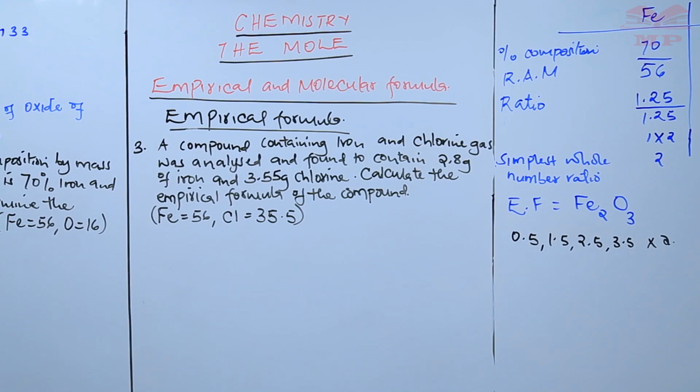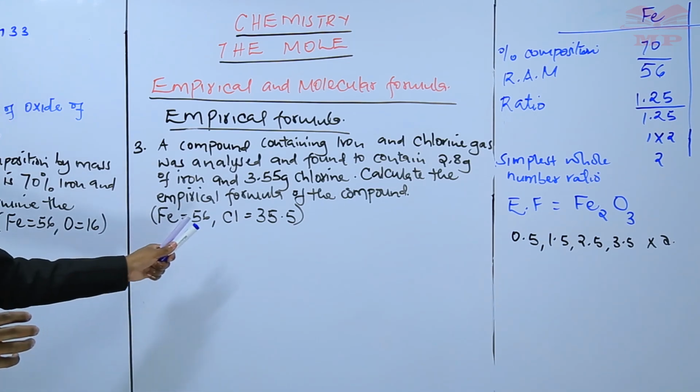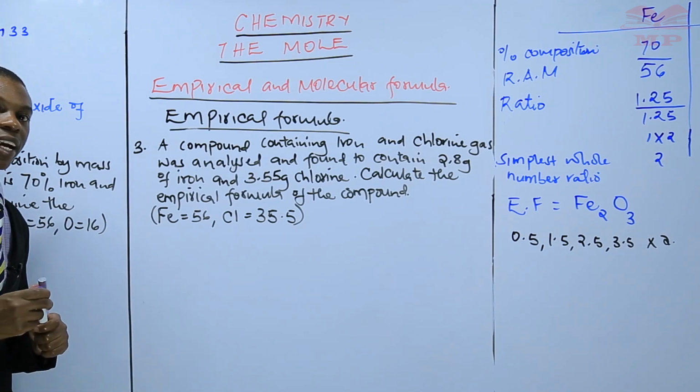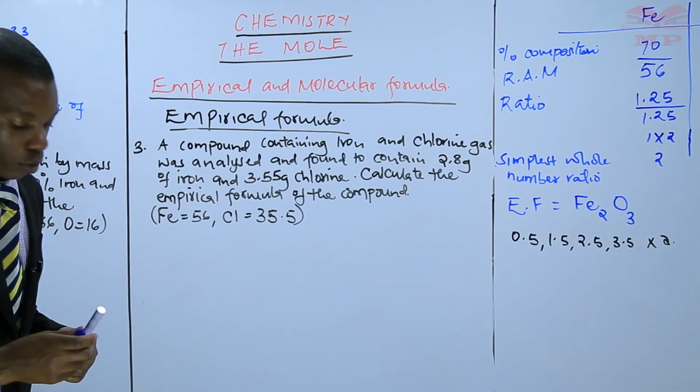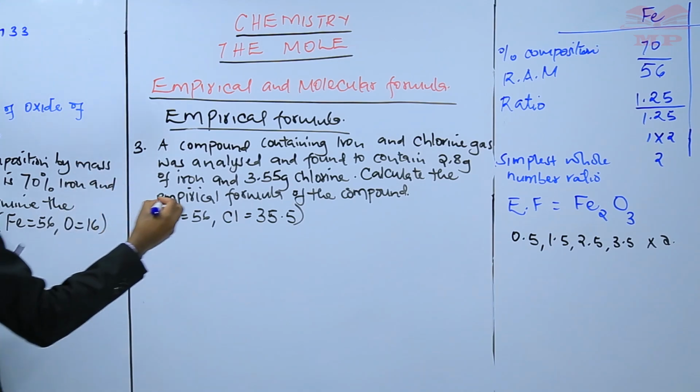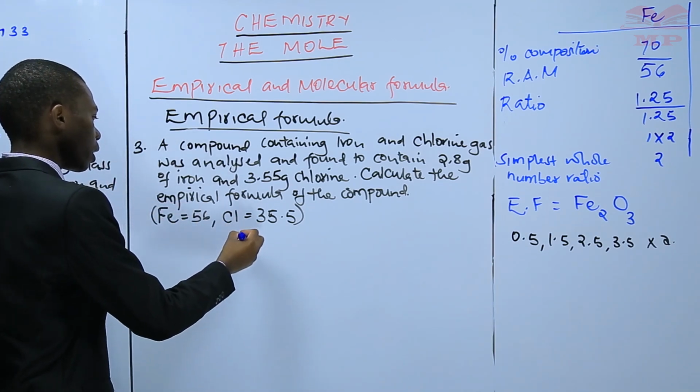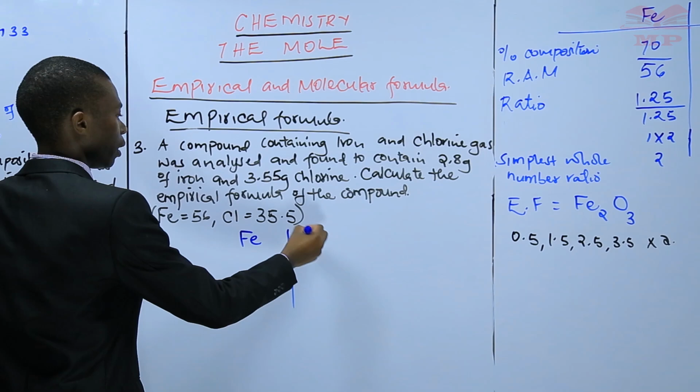That is the third example, which reads: a compound containing iron and chlorine gas was analyzed and found to contain 2.8 grams of iron and 3.55 grams of chlorine. Calculate the empirical formula of the compound. The relative atomic mass of iron is 56. The relative atomic mass of chlorine is 35.5. Therefore, the elements combining are iron and chlorine.